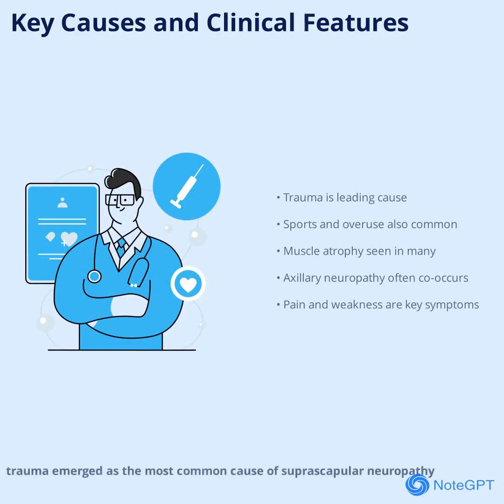recovery. In the reviewed study, trauma emerged as the most common cause of suprascapular neuropathy, accounting for nearly a third of cases. This includes injuries from motor vehicle accidents and falls. Other notable causes were neuralgic amyotrophy, also known as Parsonage-Turner syndrome, and repetitive overhead activities such as weightlifting or sports.